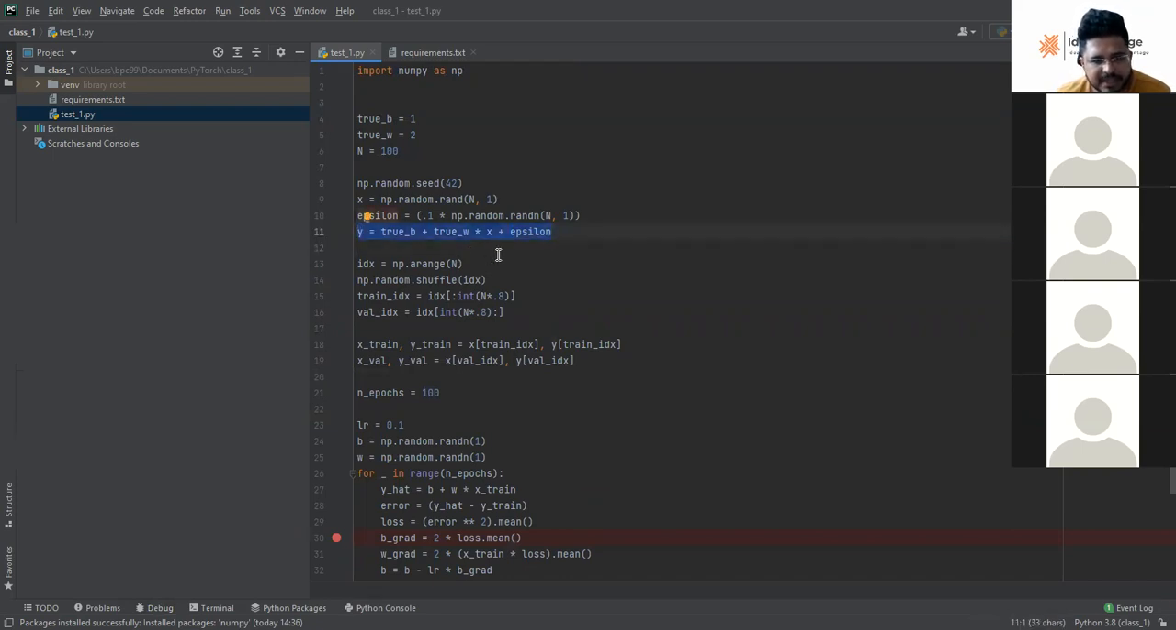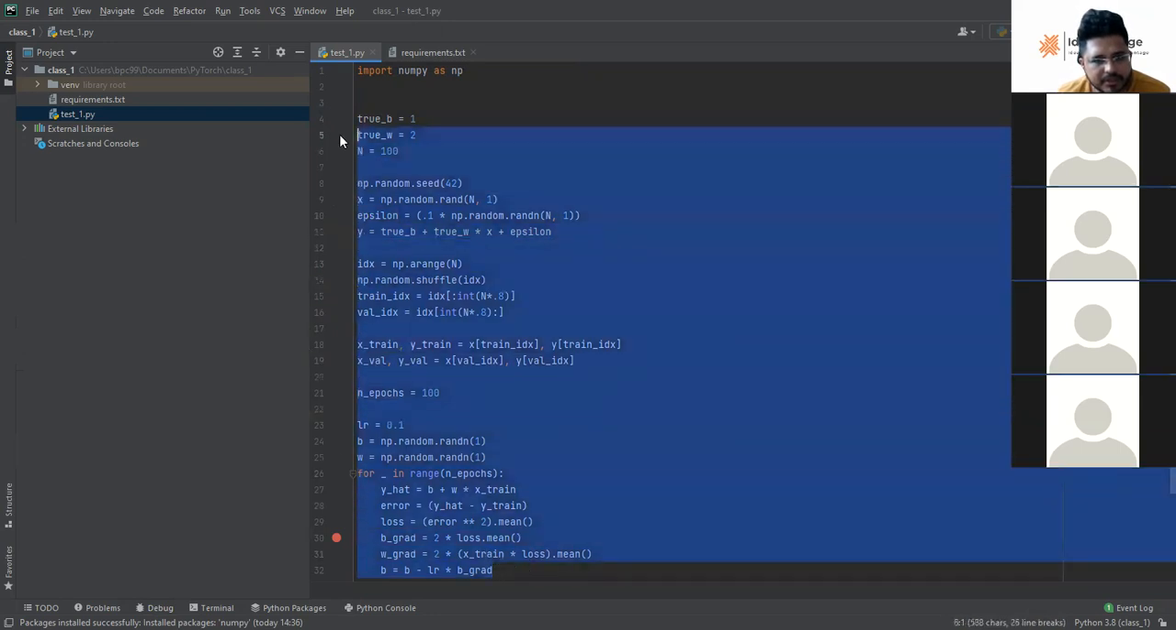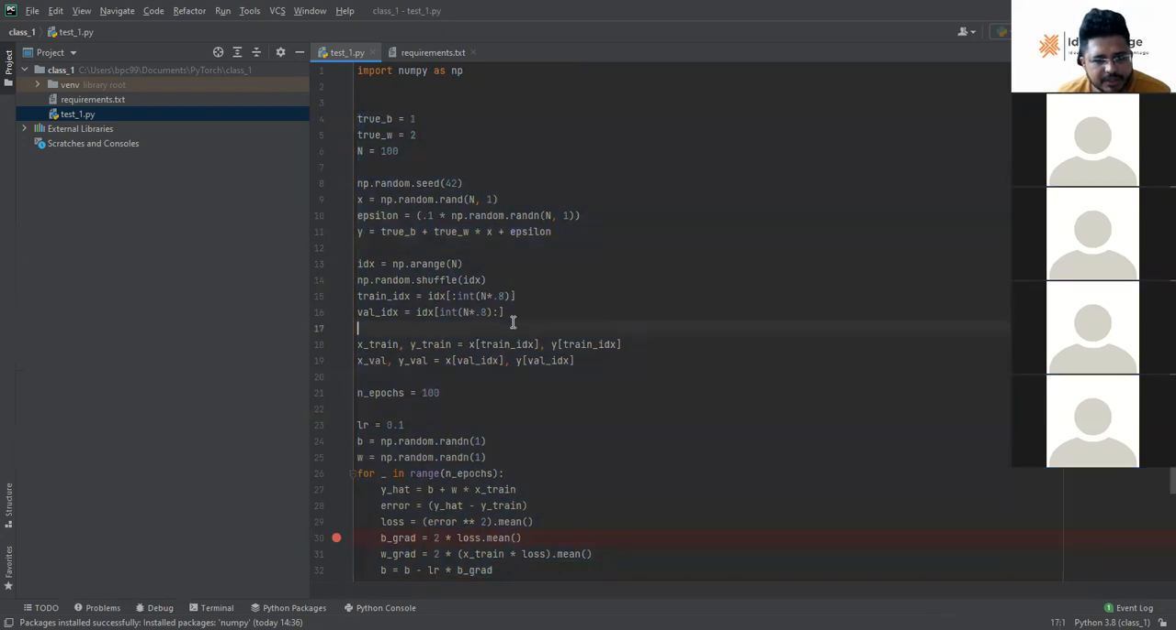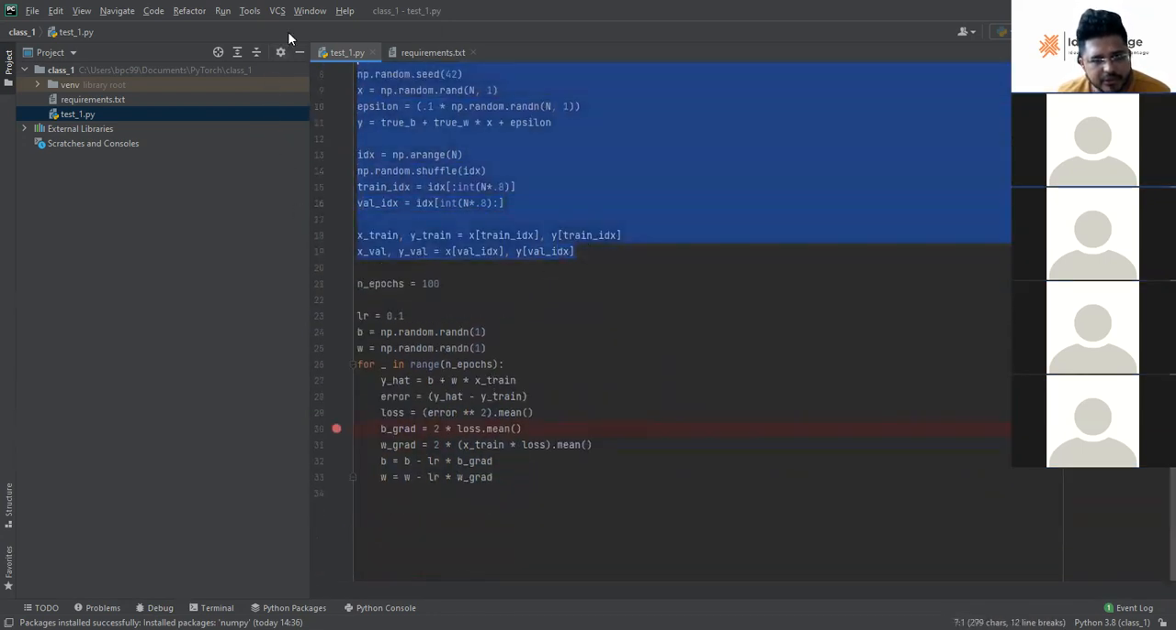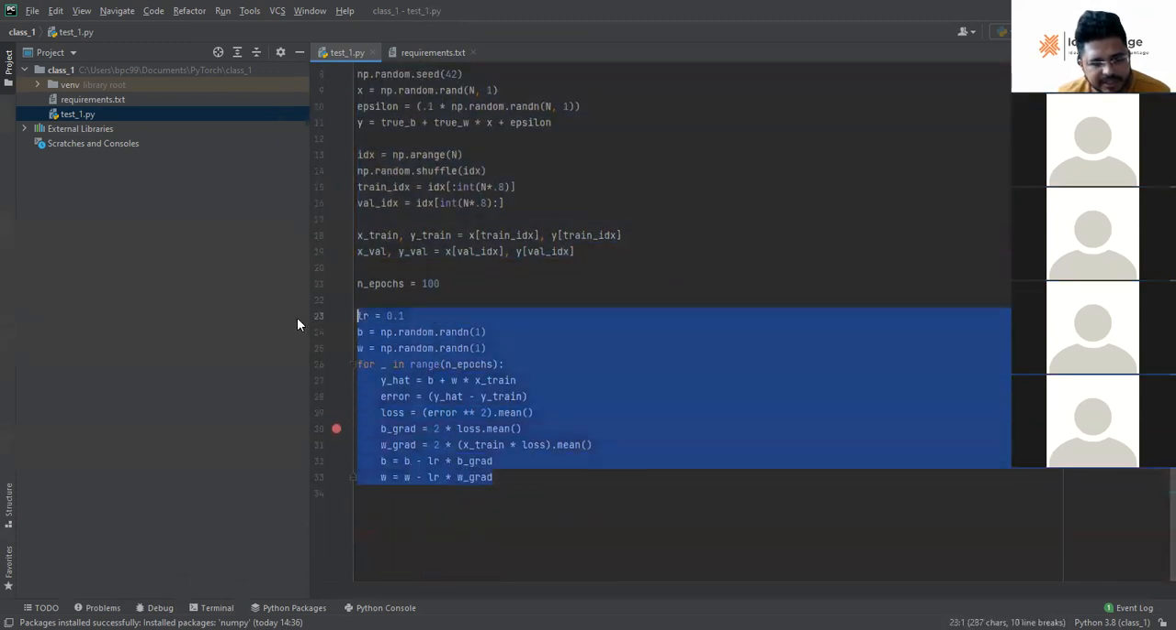What is the name of such a neuron called? Perceptron. The most basic kind of neural network. And to update such a neural network, this is the code. This much is the data generation part, and this one is your gradient descent. This is how you are learning.